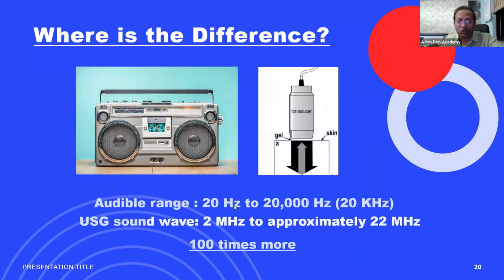The audible range is 20 hertz to 20,000 hertz. Whereas USG sound wave is 2 megahertz to approximately 22 megahertz, meaning 100 times more than our audible range. 20 kilohertz, if you multiply by 100, becomes 2,000 kilohertz, which equals 2 megahertz. So only when it is 100 times more does it become an ultrasound wave. Okay, 2 megahertz to 22 megahertz. Nowadays we are getting such probes.